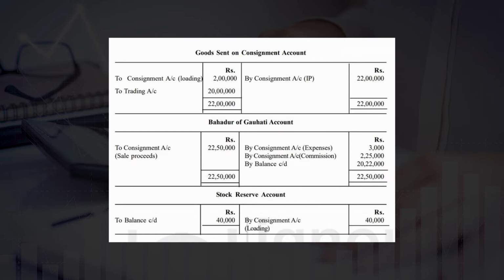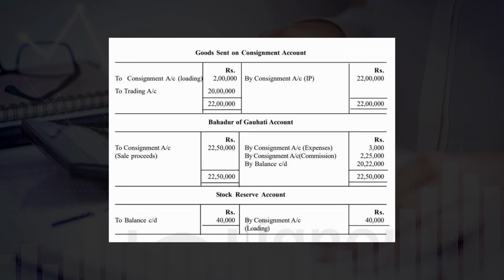The entry was consignee account debit to consignment, that is sales proceeds 22,50,000. Here the consignment expenses incurred by the consignee are 3,000. This is the amount of commission of the consignee, 2,25,000, which we have already calculated. This is the balancing figure, 20,22,000. So total is 22,50,000.